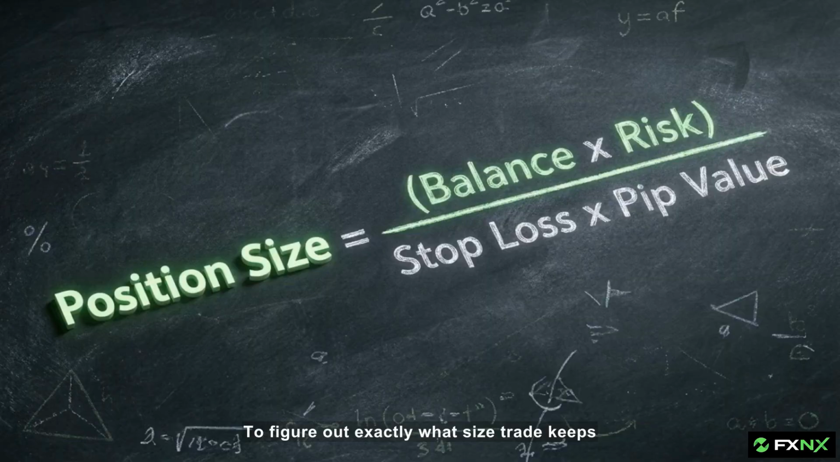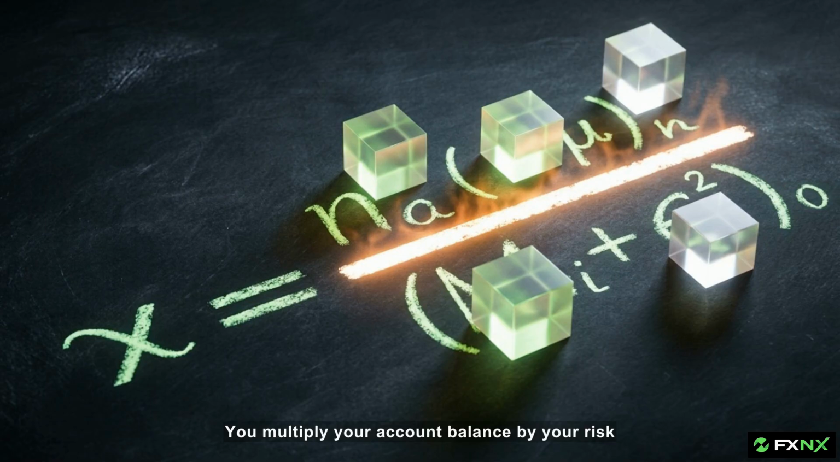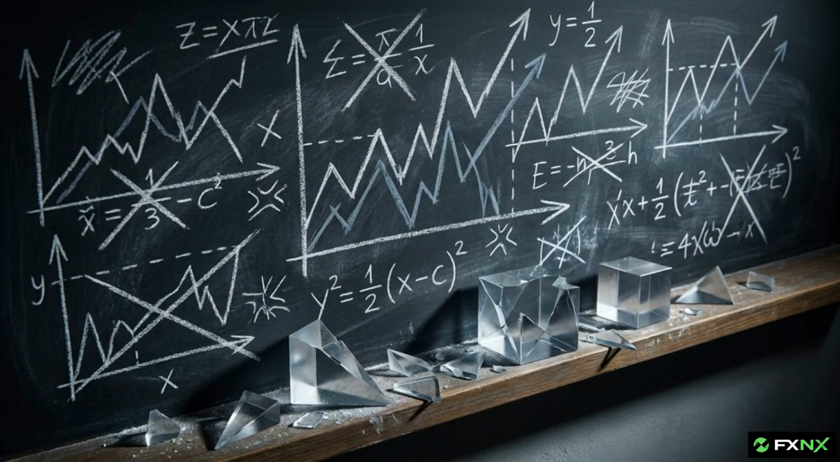To figure out exactly what size trade keeps your risk at 1%, you need a specific formula. You multiply your account balance by your risk percentage, then divide that by your stop loss in pips multiplied by the pip value. On a whiteboard, it is elegant. In the live Forex market, hidden variables are constantly trying to break that math.